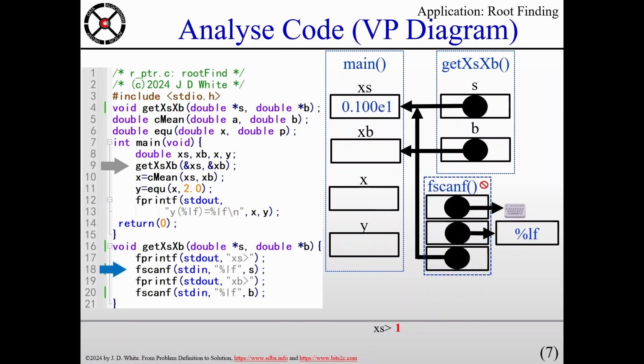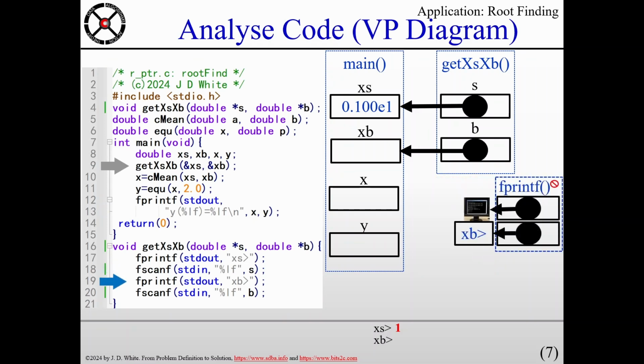fscanf is then called. It also has 2 pointers. It prepares 2 pointers, one to point to the keyboard, standard in, because I gave it standard in, and the other to point to the format of what it's supposed to get. It's supposed to get one floating point number, and it's got a third pointer to s. So if s is pointing here, it's going to point to the same place as s is pointing to. I type in 1, and it puts 1 into xs.